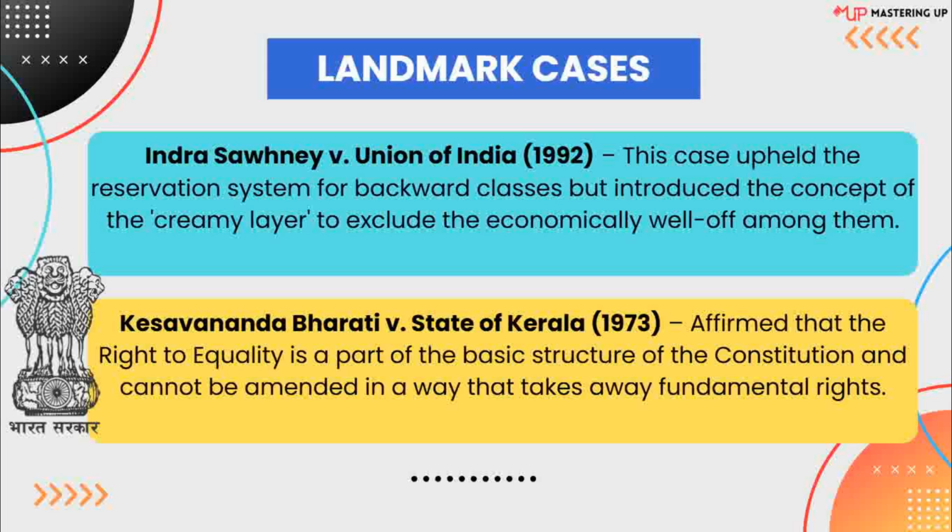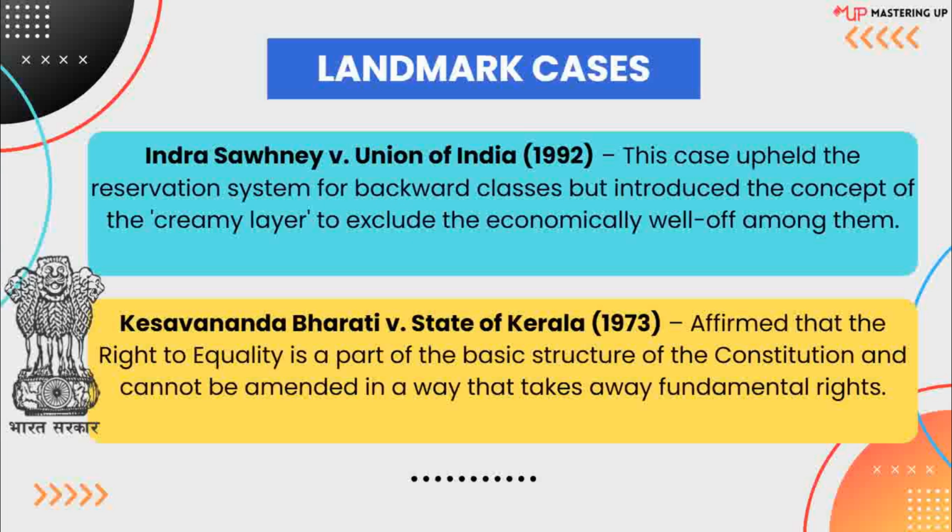This case confirmed that affirmative action under Article 14 is permissible to promote social justice but should not exceed limits that affect equality of opportunity. This case upheld the reservation system for backward classes but introduced the concept of the creamy layer to exclude the economically well-off among them.